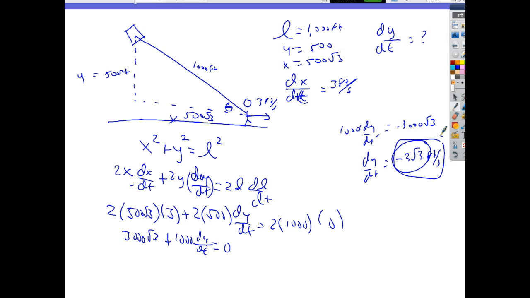The moment later would start changing, wouldn't it? Because these other things are going to start changing. It's called related rates. Couldn't do that last year. This is cool.